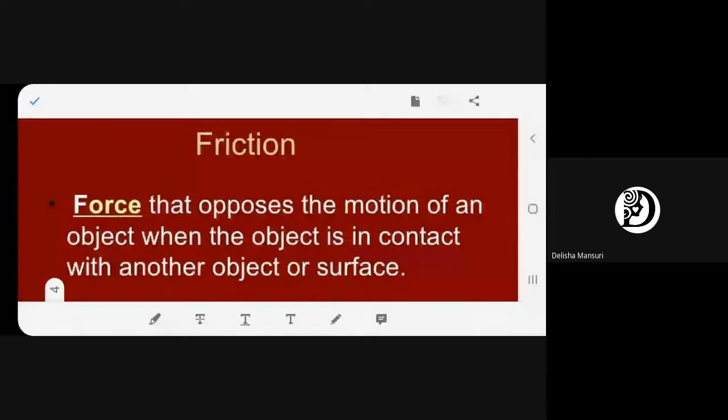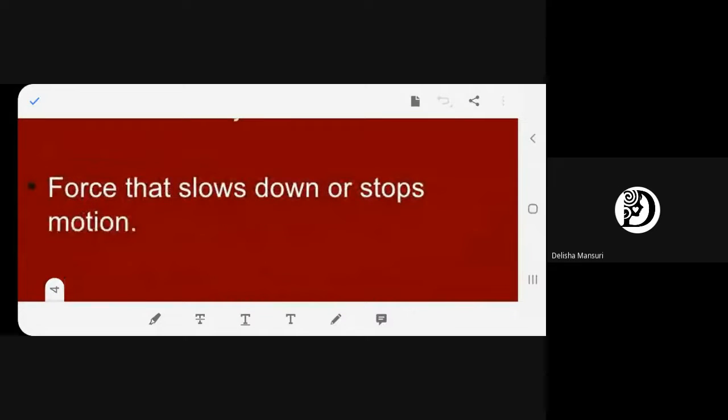Please read. Friction: force that opposes the motion of an object when the object is in contact with another object or surface. Force that slows down or stops motion. Simple. You throw a ball onto the ground, right? First, it goes with speed, and after some time, the speed becomes slow, and later it comes to a stop.